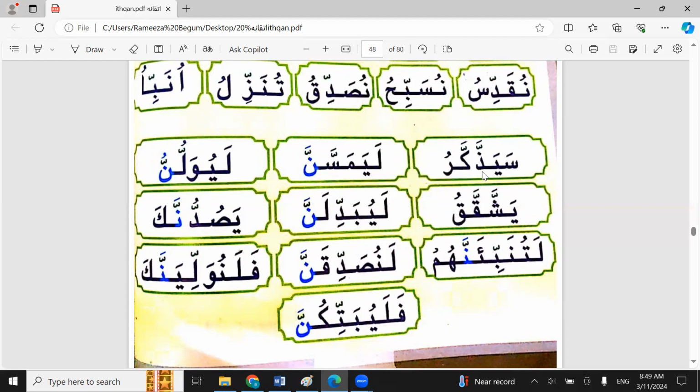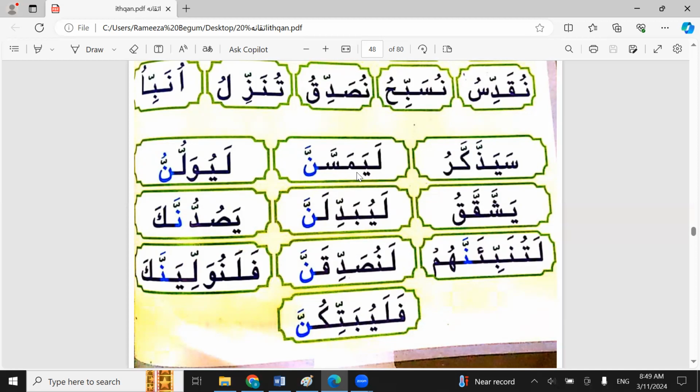Sa, yaz, zak, ka, ru. We can see there are two shadda letters. So first we are reading the zal twice. Yaz, za. Then we have to read this kaf again twice because there is a shadda. Zak, ka, ru. Sa, yaz, zak, ka, ru. So reading this zal twice, then kaf twice.